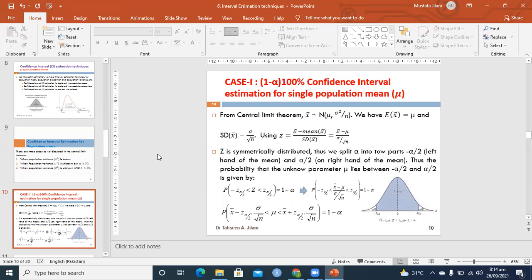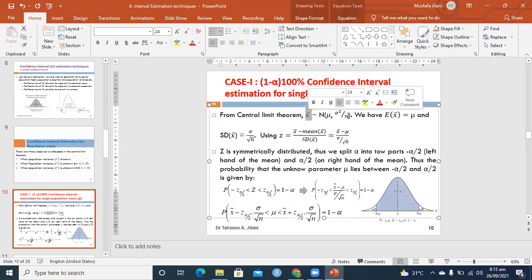If you remember, in normal distribution, whenever we have to solve normal distribution questions, we first convert the data from x to z. Here it is x bar to z. From the central limit theorem, we know that x bar, the sampling distribution for the sample mean, follows a normal distribution with mean mu and variance sigma square over n. So the expectation of x bar is equal to mu, and if I take the square root of sigma square over n, I get the standard deviation of x bar equal to sigma over root n.